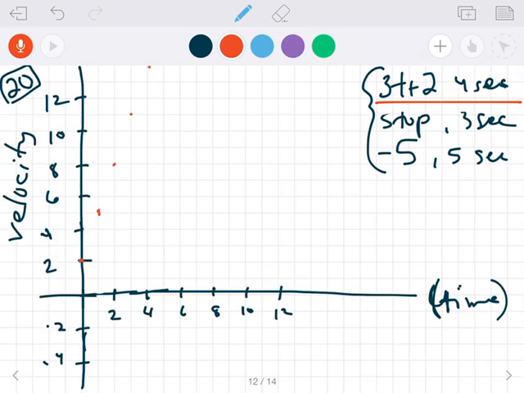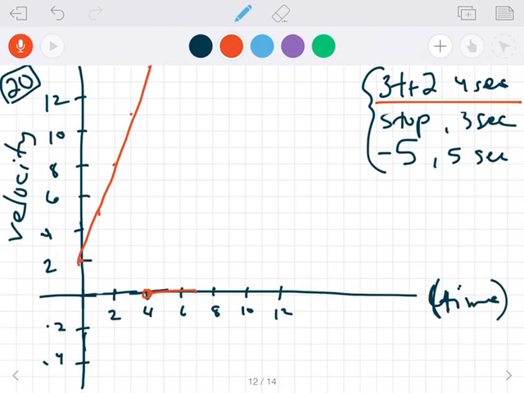And so we have travel that looks like this. And then the car stops for 3 seconds, which means there's no velocity, 0. So from 4 seconds to 7 seconds, our velocity is 0.